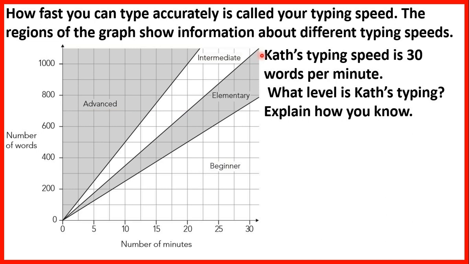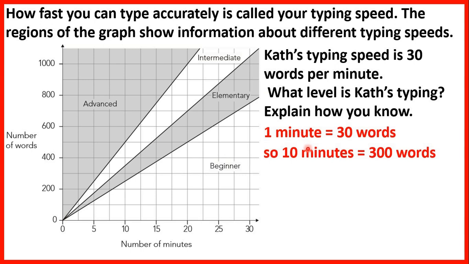Now, Kath's typing speed is 30 words per minute. What level is Kath's typing? Explain how you know. So that's 30 words per minute, but we can't easily read the graph to show 1 minute. So what we need to do is to think if 1 minute is 30 words, then 10 minutes, if we multiply by 10, will be 300 words.